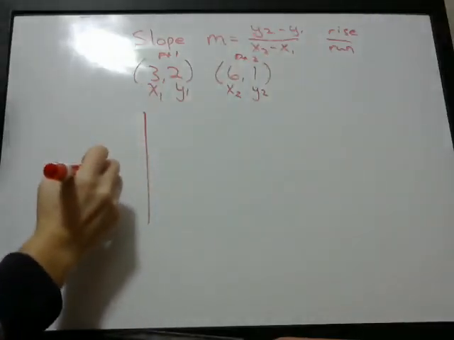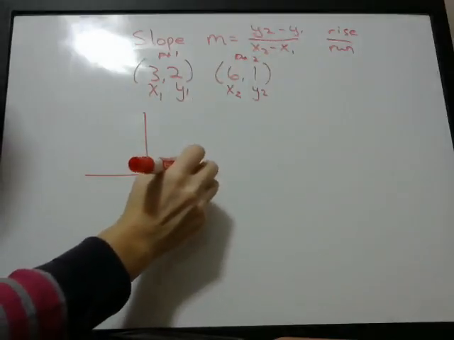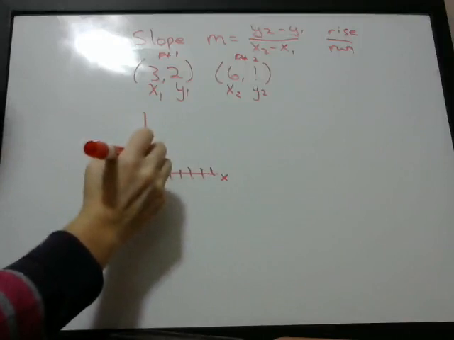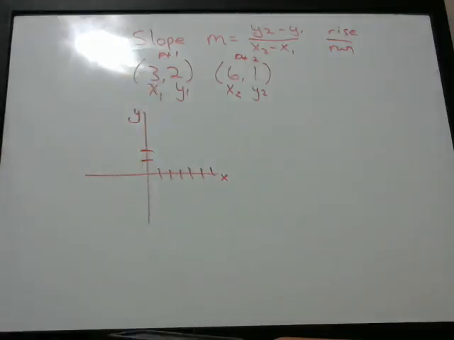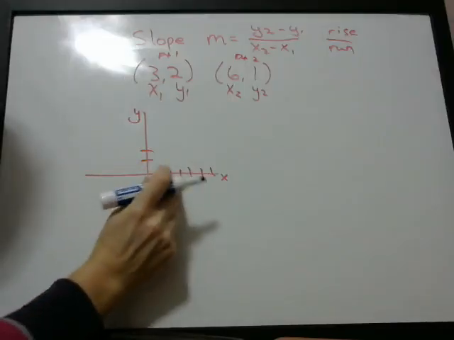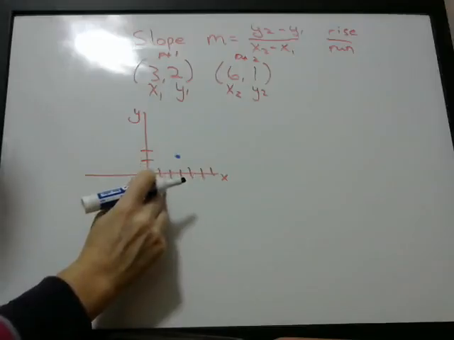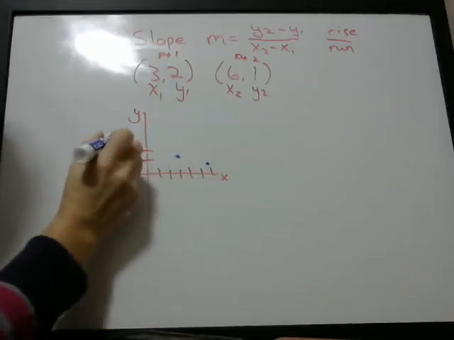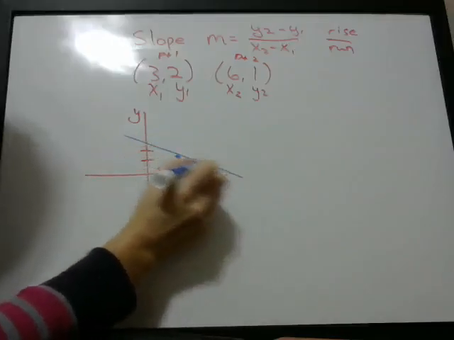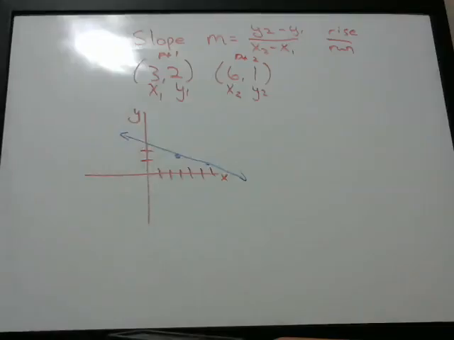Let's look at this line. 2, 3, 4, 5, 6. 1, 2. So here we have point 1, which is over 3, up 2. And then we have point 2, over 6, and up 1. So we have a line that looks like this. So automatically we know our answer better be negative.